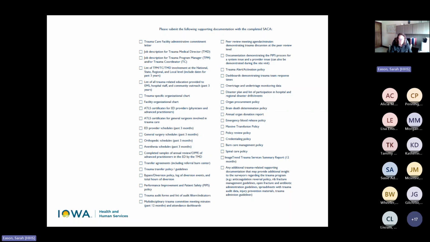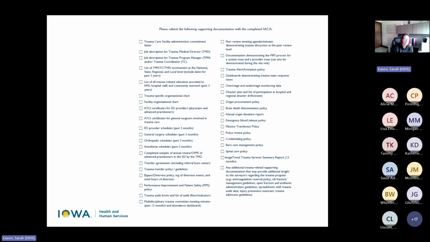Anytime that you can provide de-identified examples, for instance, on this one where it says completed samples of OPPEs, of the APPs and the ED by the TMD, provide those examples. You don't even have to de-identify them if you don't want to, but we'd like to see filled out forms. Blank forms really kind of only get us so far, but we'd like to see filled out forms. Remember, myself, the state, the surveyors that we contract with are all held to confidentiality agreements and HIPAA. So really this information is protected.